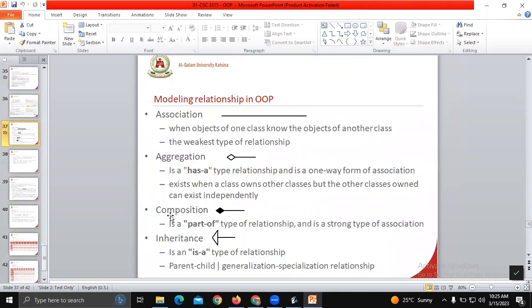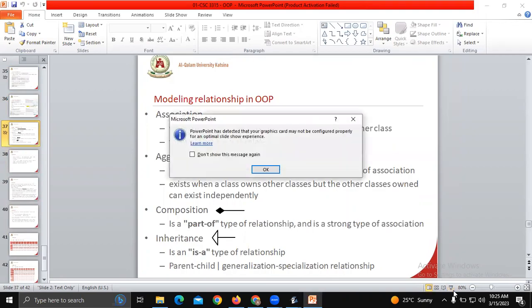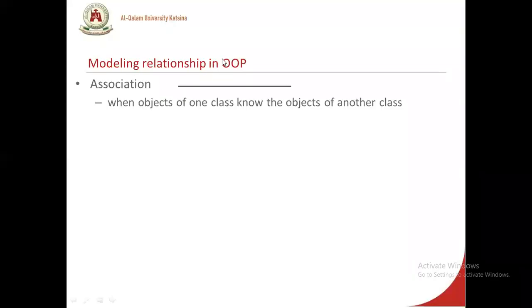So one thing I would want to take you through before I give you the assignment is modeling relationships in OOP. Very quickly, we have the association relationship, and this is one object of one class with an object of another class. But we call this the weakest type of relationship because it doesn't show what type of relationship it is. It just shows that there is some kind of relationship.